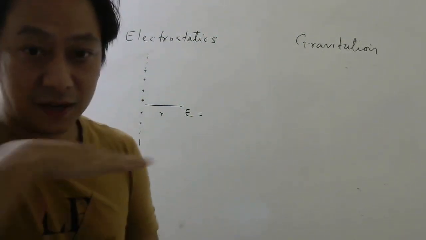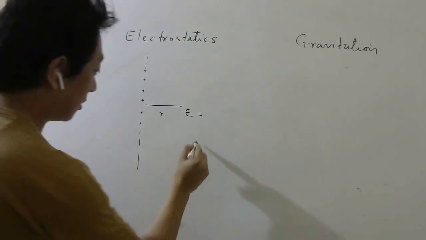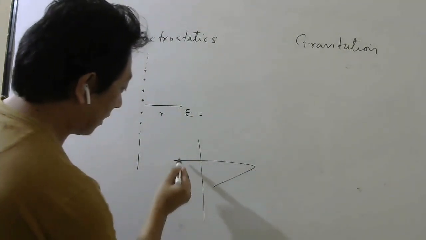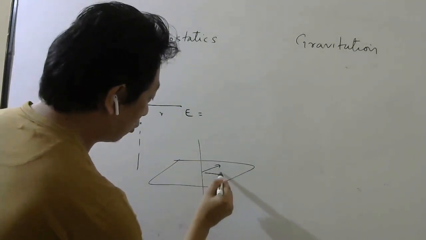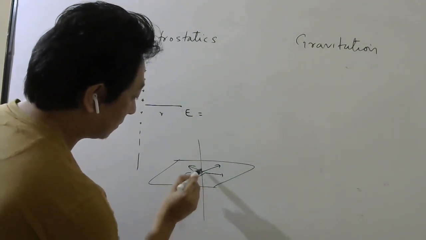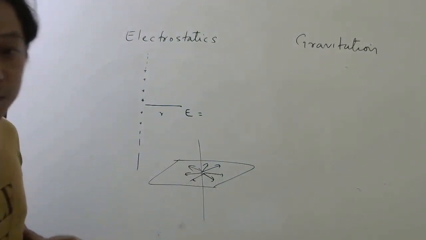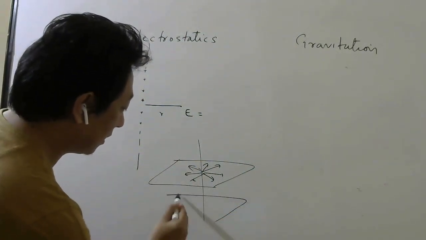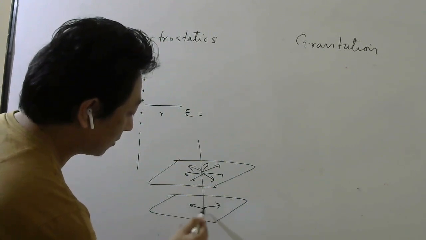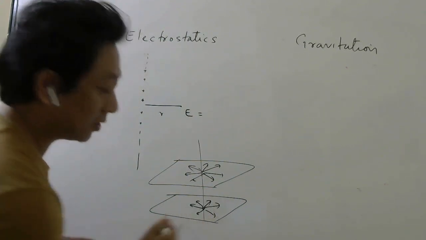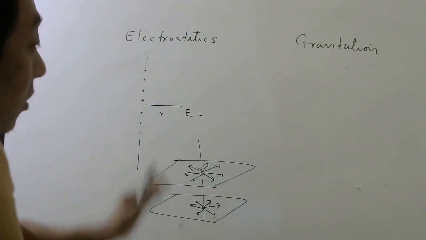So in a plane, if you cut this, suppose this is the line charge, if you make a plane here, then it will be radially outwards on this plane. On this plane, it will be radially outwards. Similarly, on this plane, it will be radially outwards. Okay. So that is how electric field lines look for a line charge.